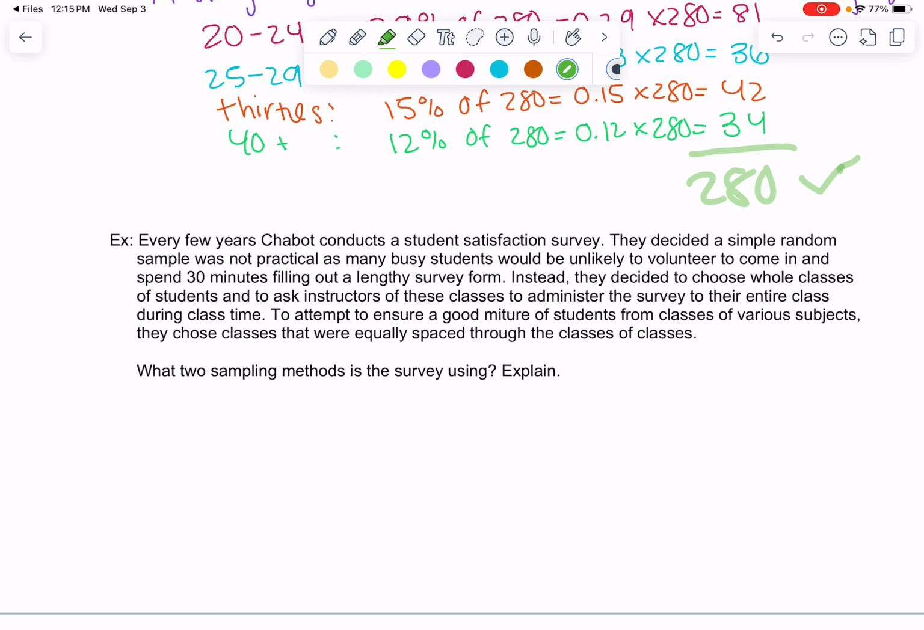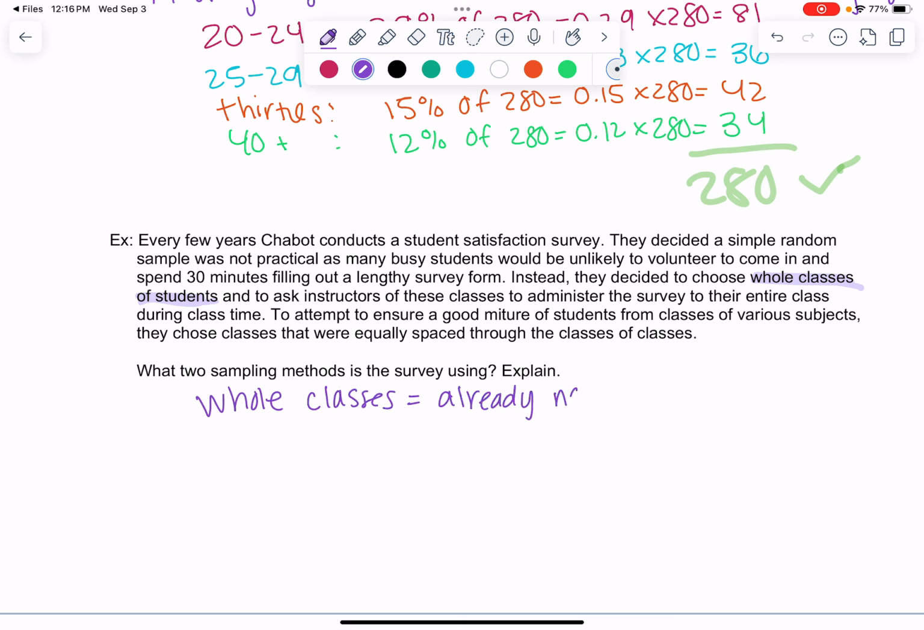So instead we decide to choose whole classes of students, and then your instructor makes you take the survey because you're already there. So that whole class reminds me of you guys already naturally being grouped together. What do you think? Right, already naturally grouped together. Any ideas what method that is? So that would be cluster sampling, right? The class equals a cluster. So one of the methods being used is cluster sampling.